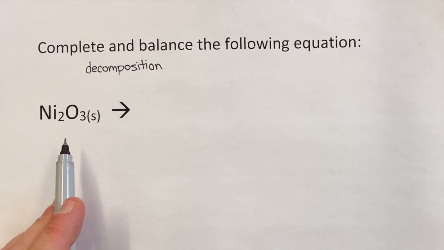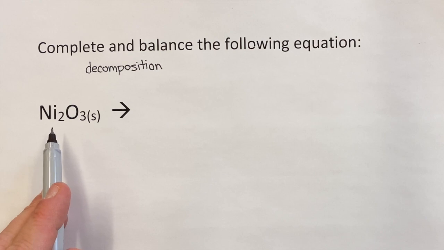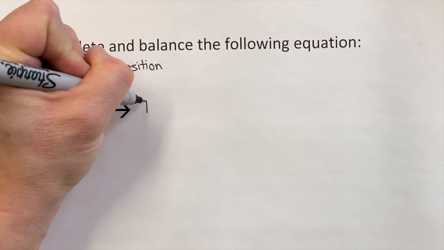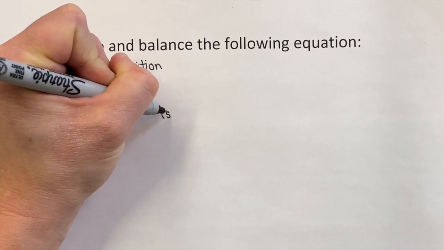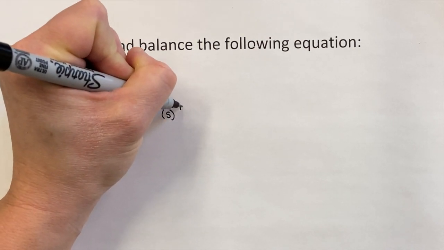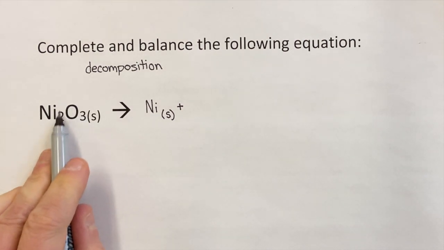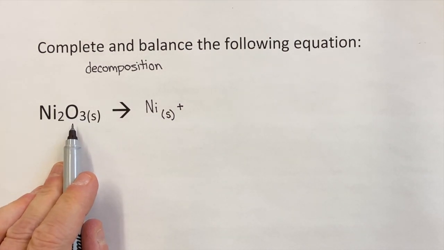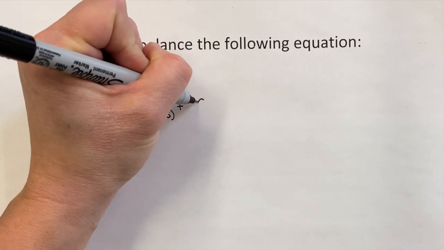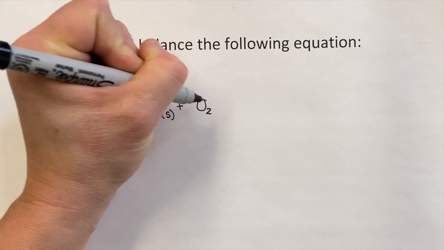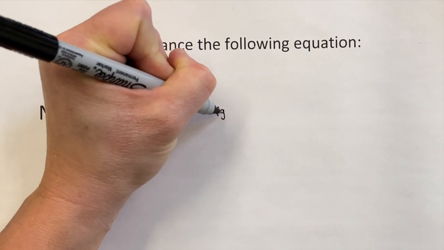So the first element here, Ni, is nickel. Nickel is a metal, so it exists alone, Ni, and I check the periodic table and I see that it is solid at room temperature. My second element is going to be oxygen, and when you look at your periodic table, you find that oxygen is a diatomic element. Therefore, oxygen exists as O2, and the periodic table tells you it's a gas.